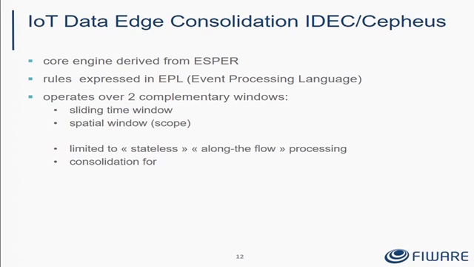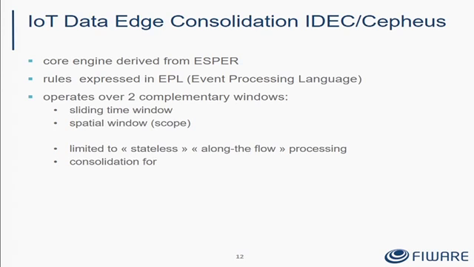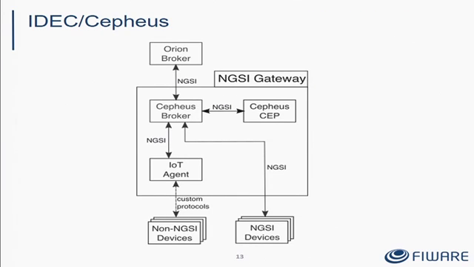So the kind of processing that we do is achieved with this enabler. The implementation of the enabler is called Cepheus. The enabler itself is called IDEC, so the name is for IoT Data Edge Consolidation. And the way it works is, as was mentioned before, there is a very lightweight broker, which I understand may be partially confusing for most people, because we now have 3 brokers.